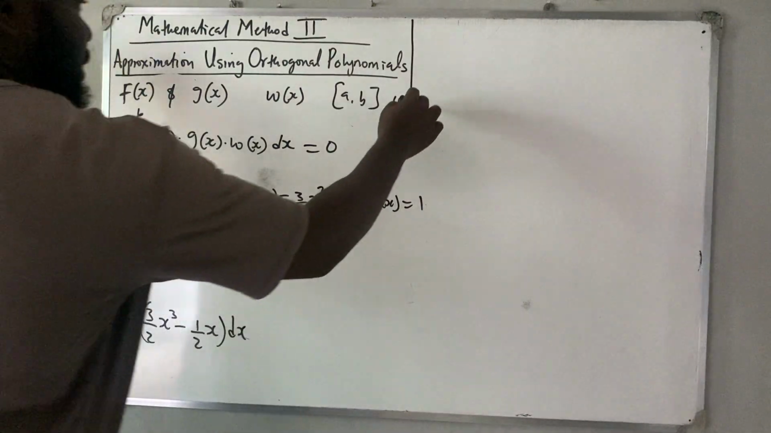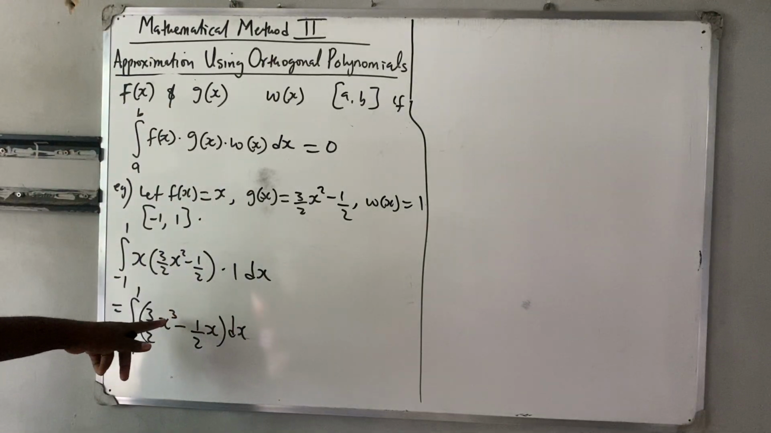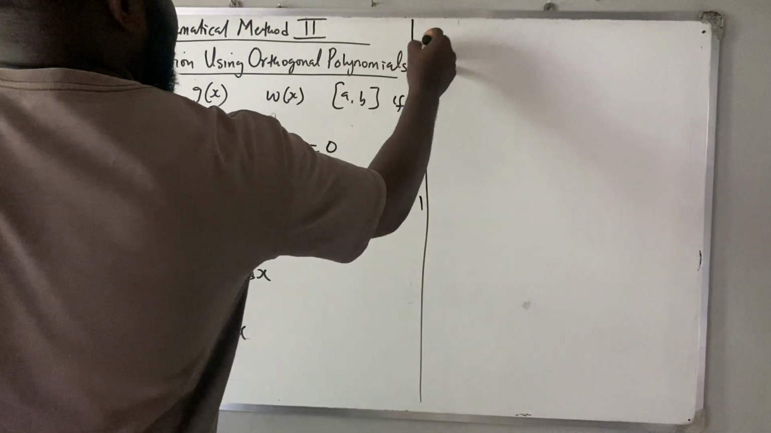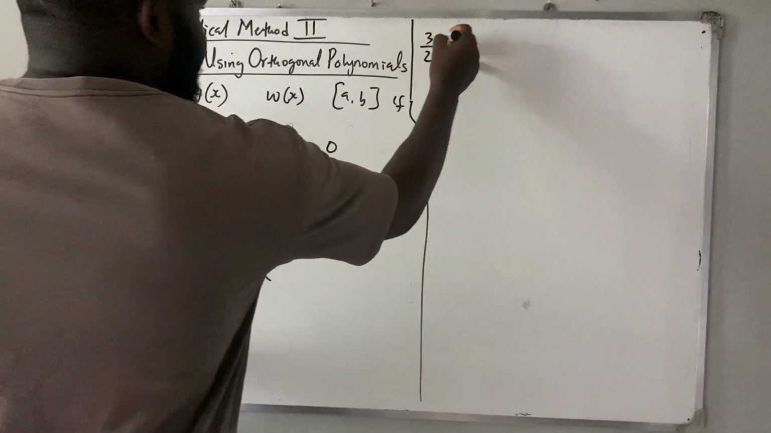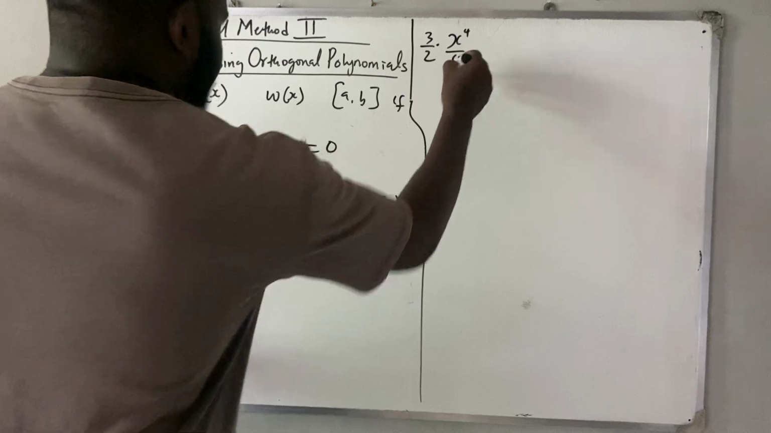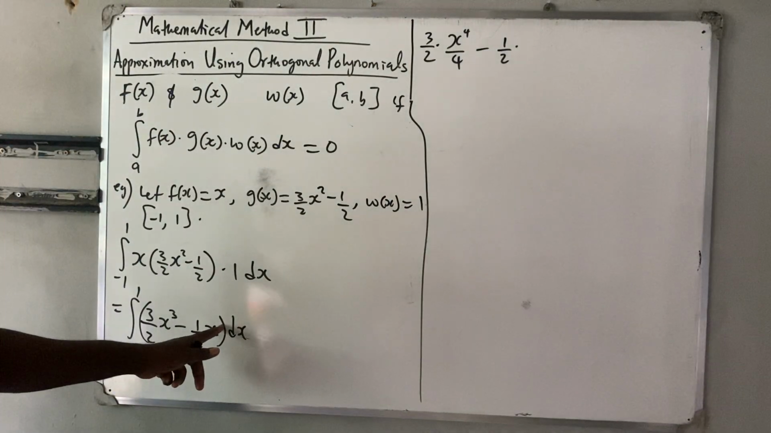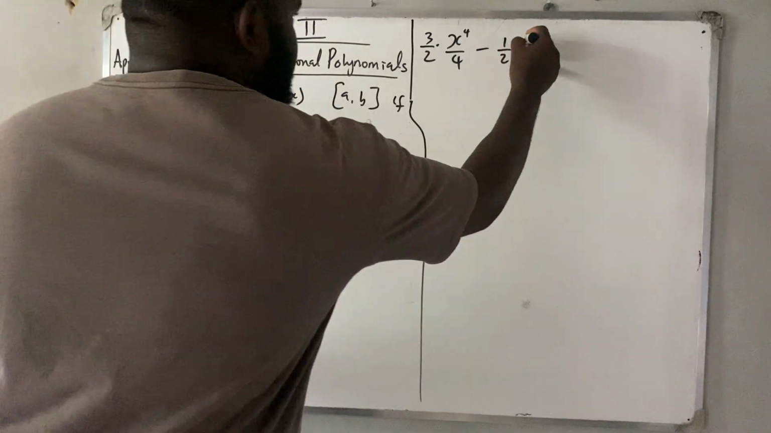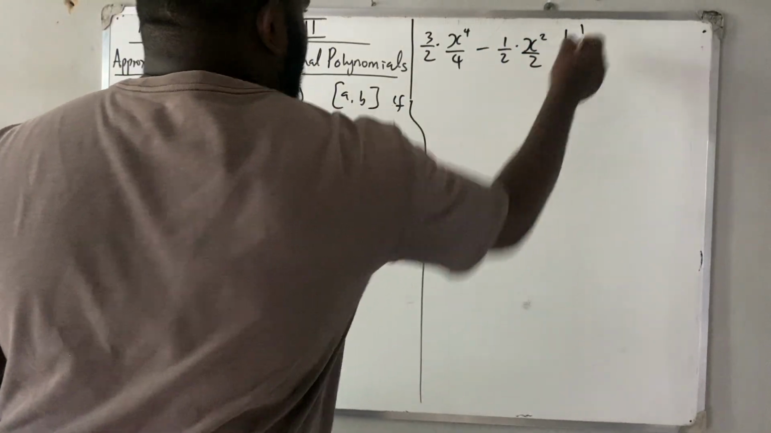So if you integrate this, you're going to have 3 over 2, which is a constant. So you add 1 to the power and divide by the same new power, multiply by x raised to power 4 over 4. Minus 1 over 2 is a constant, multiply by, add 1 to the power here, divide by the new power. So I'm going to have x squared over 2. Then the boundary is from minus 1 to 1.